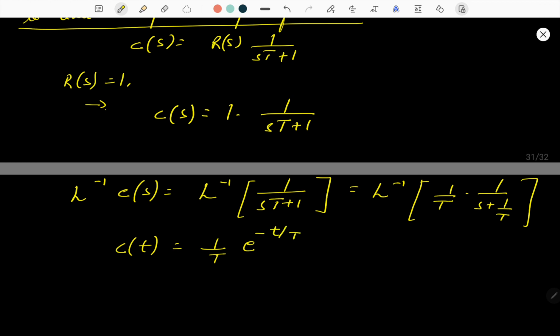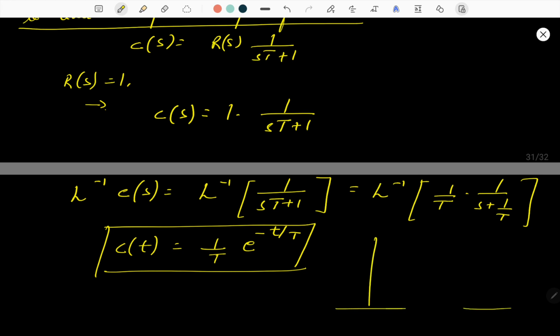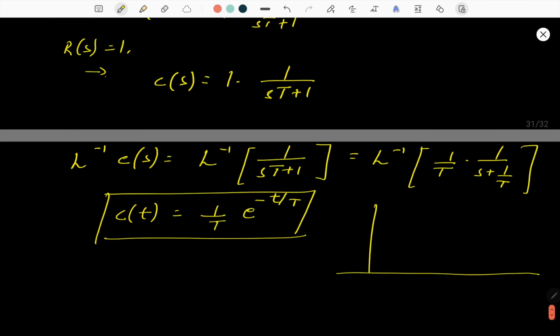So this is the time response. In the above equation, c(t) is equal to 1 upon T e to the power minus t over tau. Okay, so the response on the graph is simply given like this. Here we have T, 2T, 3T, and this is 4T. Okay, this is time. It starts from 1 upon capital T, c(t) given over here. So this is the time response of the first order control system when we have applied the unit impulse input function.